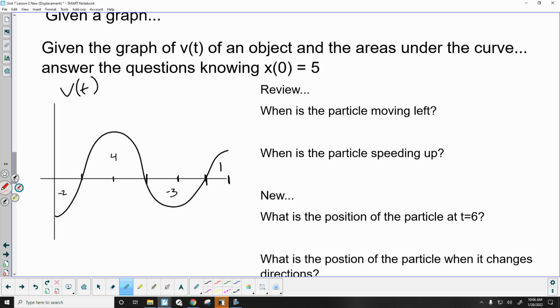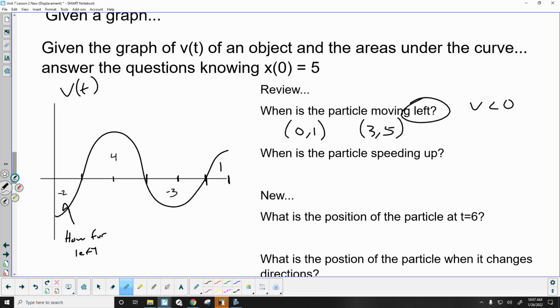Come on, stay with me, guys. When's the particle moving left? When the velocity is negative, right? This is a review question. You would say from 0 to 1 and 3 to 5, right? Guess what? That negative 2 tells me how far I've moved left. It tells me my displacement. This is how far left.